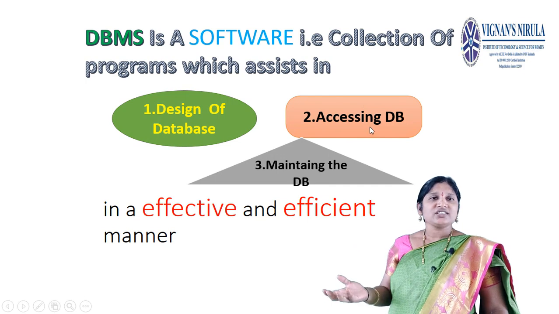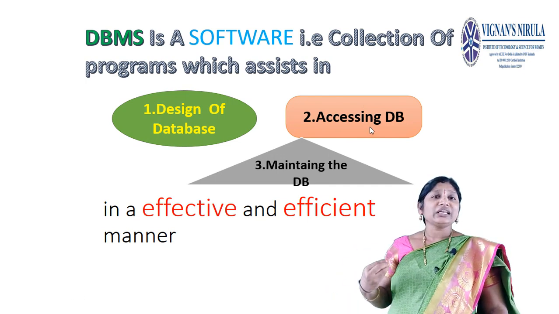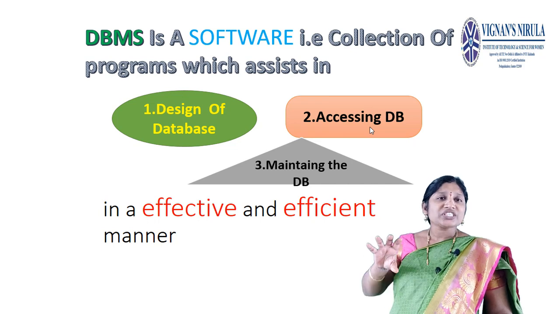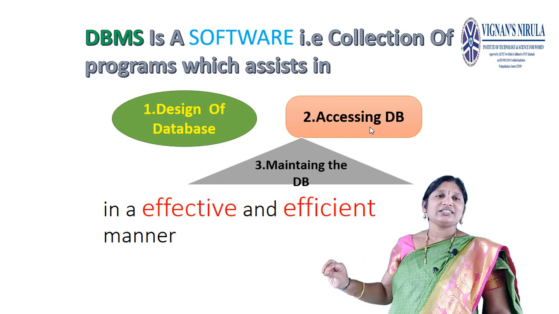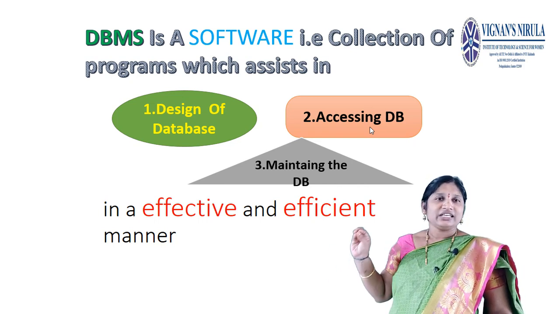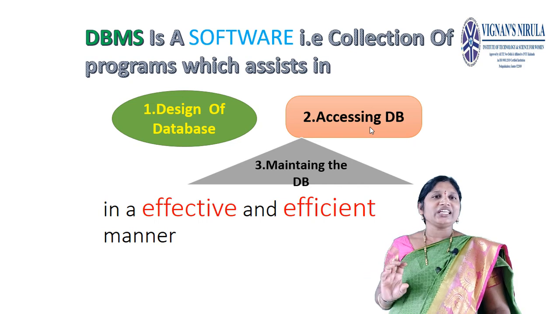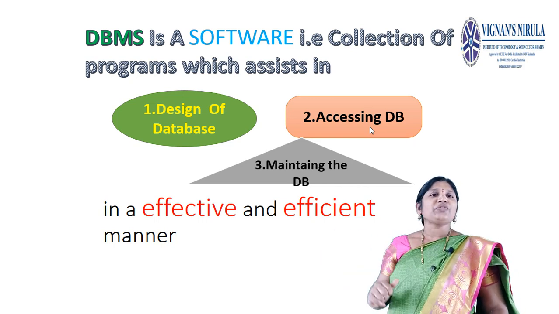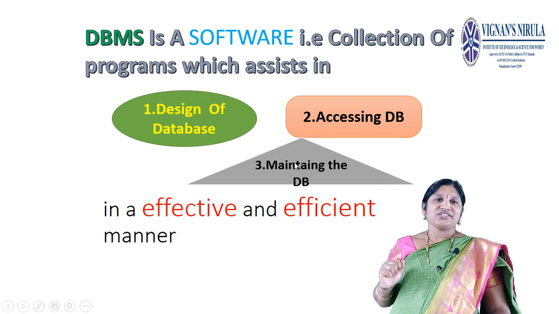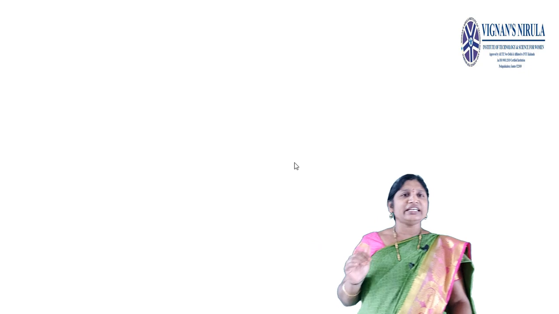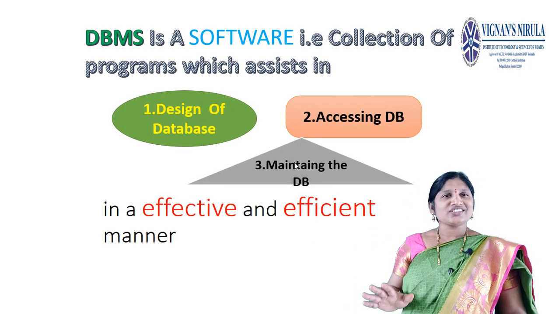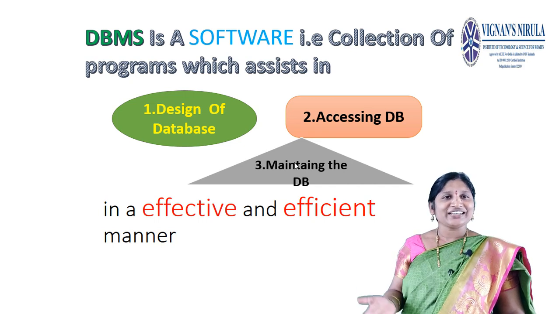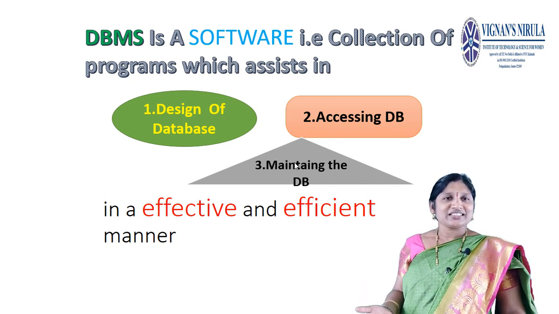Accessing. What is accessing? Retrieval of data or information which has already been stored in the database is called accessing. The database consists of certain data, it has already been created. If you want to retrieve the data, that is called accessing. What is the third issue? Maintaining the database. Maintaining the database is nothing but addition of some more data, deletion of existing data, modifying the data that has already been stored in the database, or some other things.